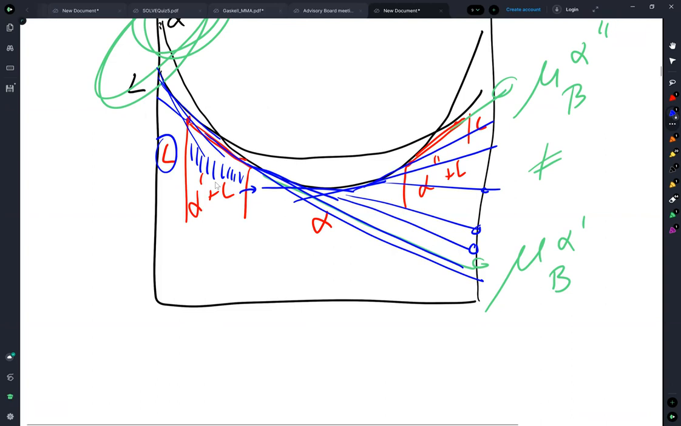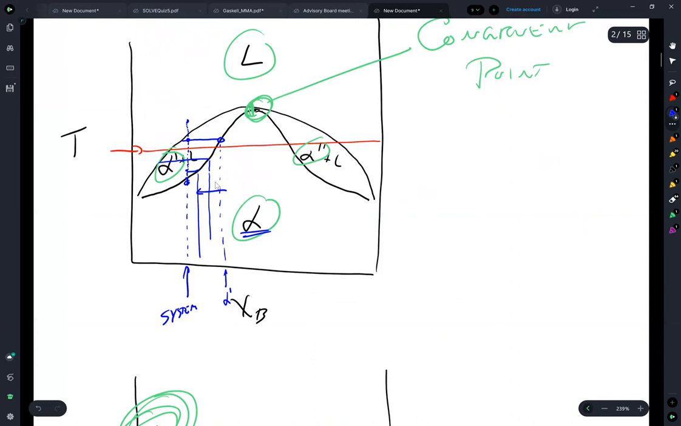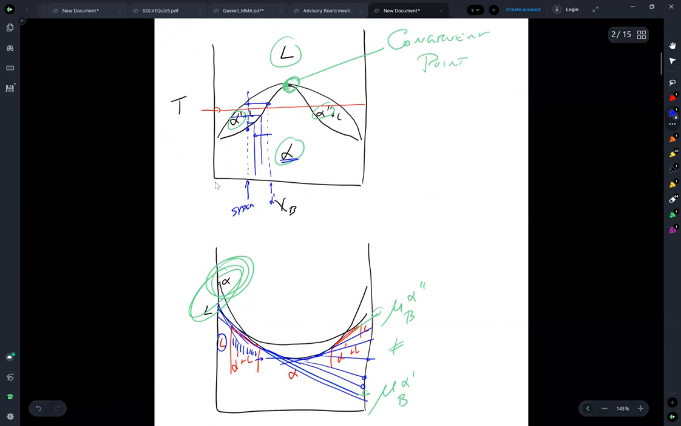So this particular phase diagram is actually kind of, at least for me, counterintuitive, but it is a valid phase diagram, and you can see the connection here.